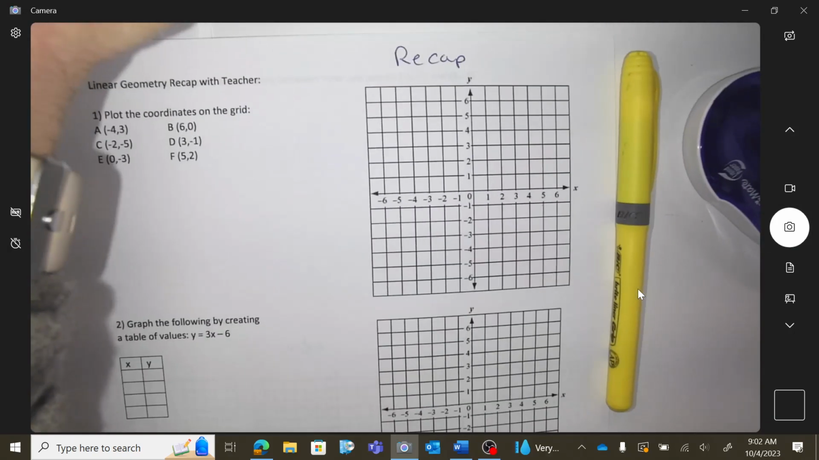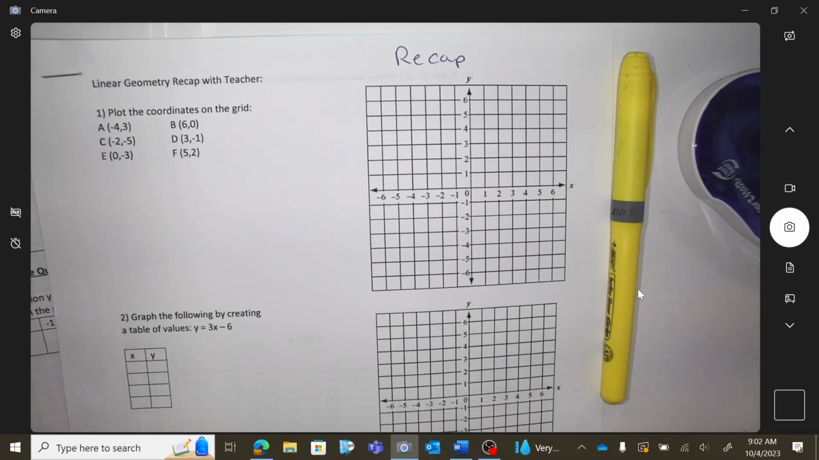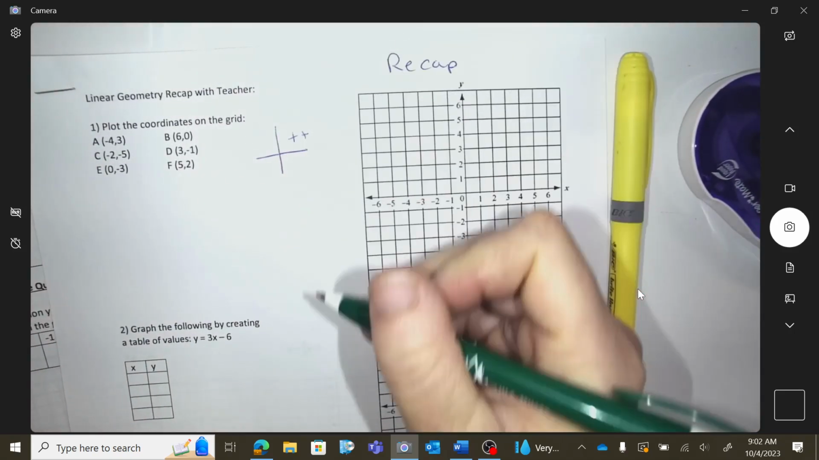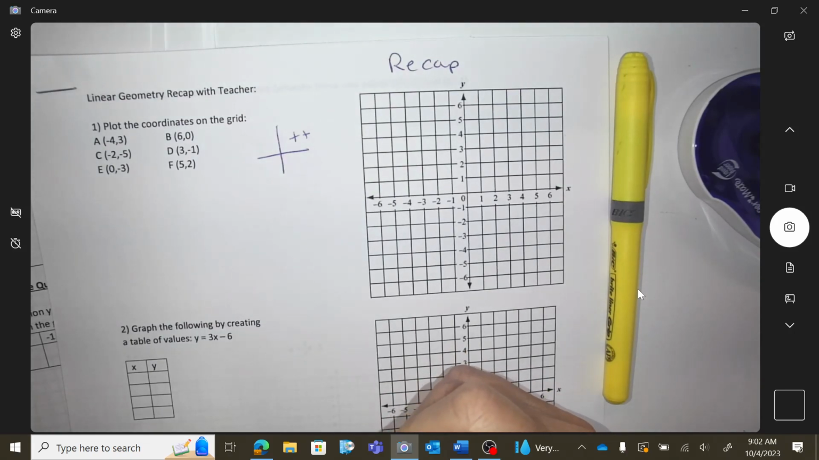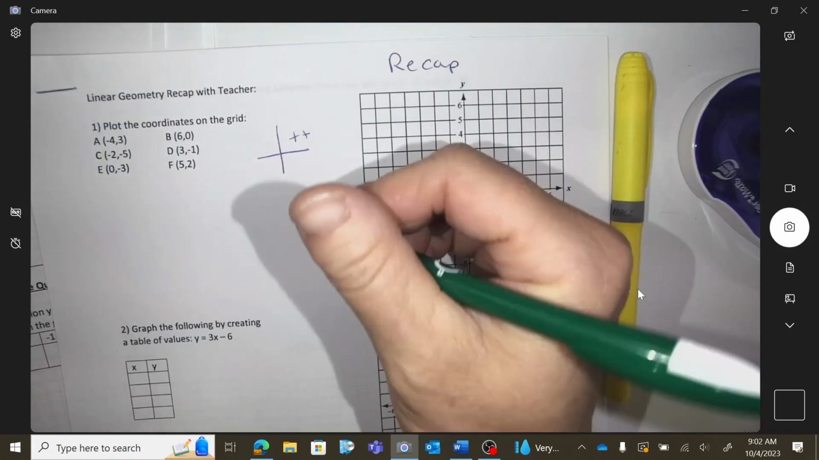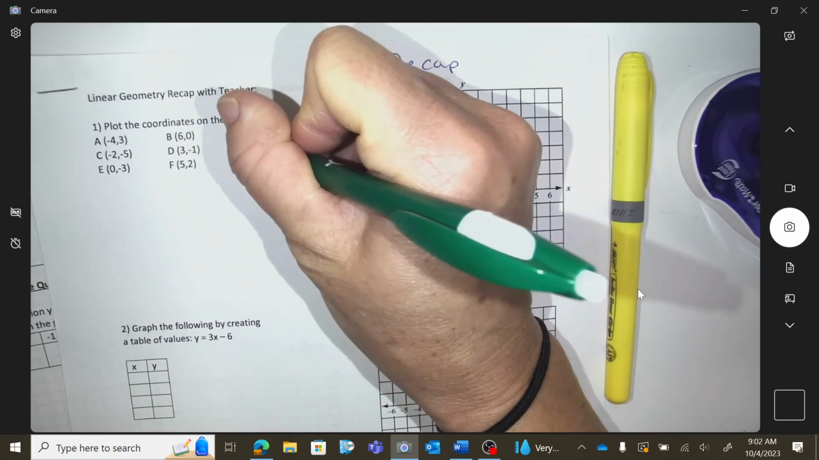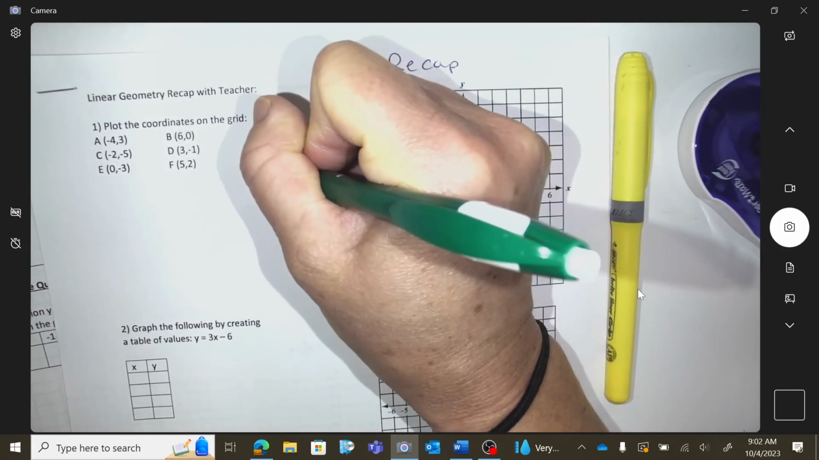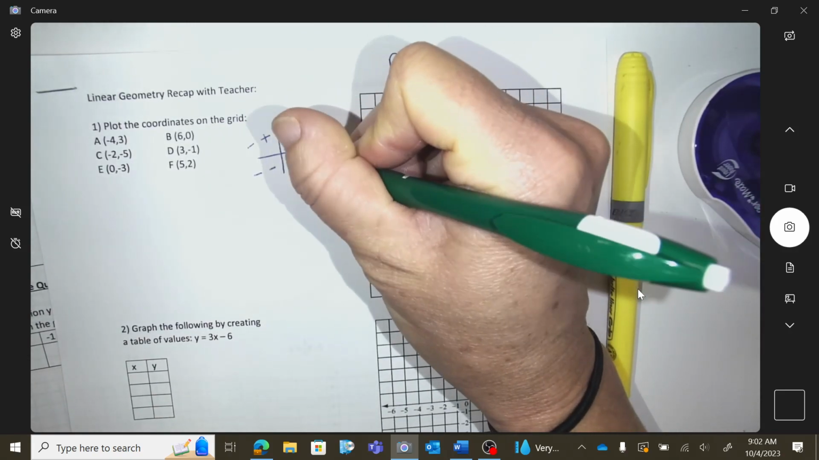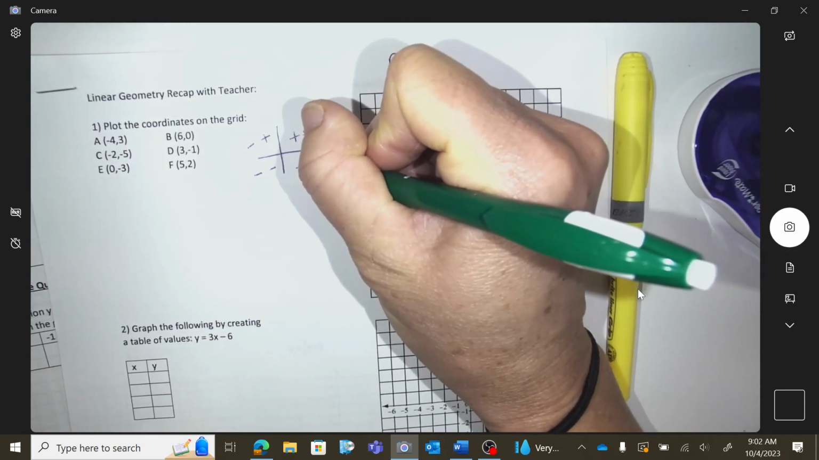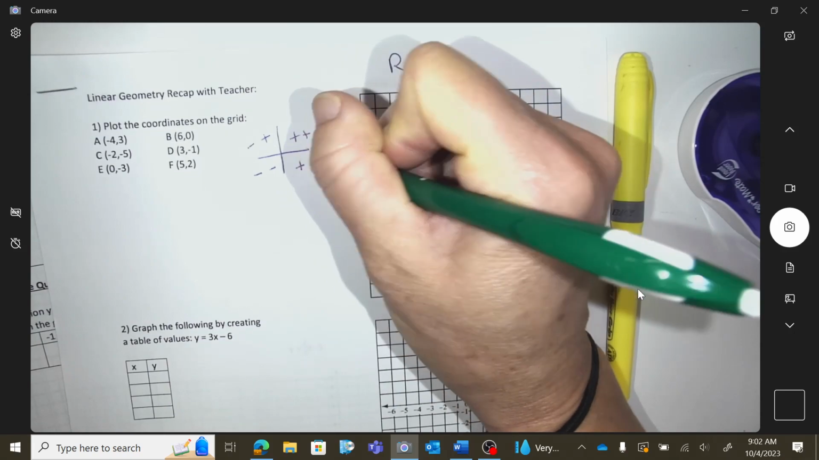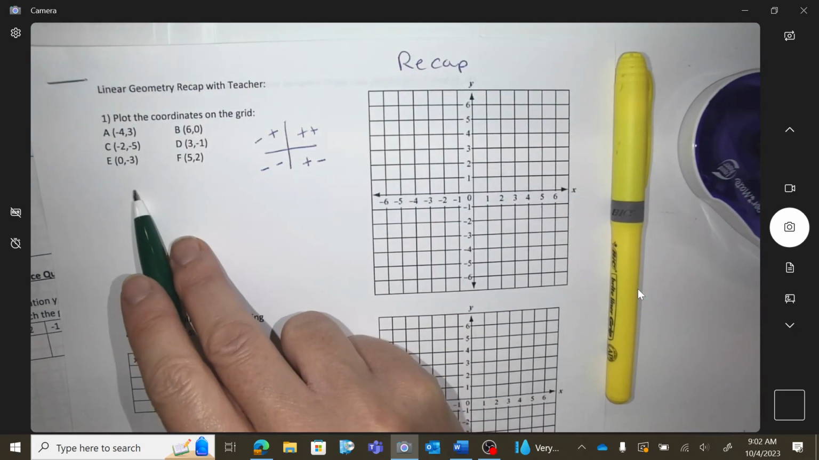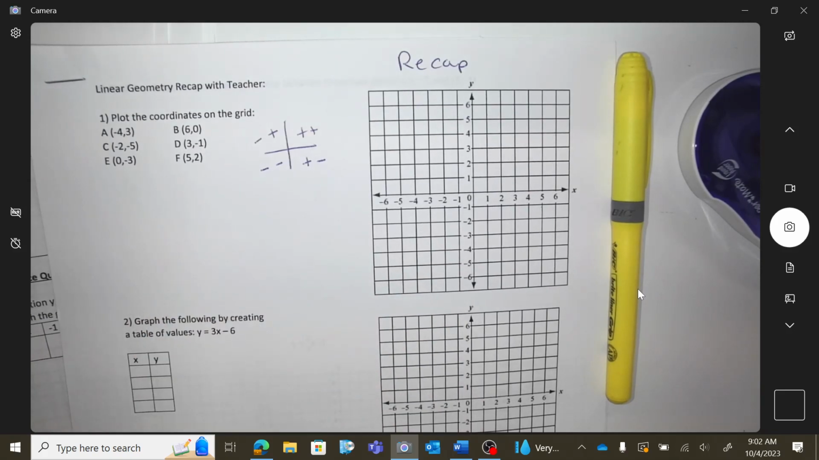Okay, so just plotting coordinates. Just remember your basic foundation is that quadrant 1 is where you move right and up. Quadrant 2 is when you move left and up. Quadrant 3 is moving left and down. And quadrant 4 is moving right and down. And then if you ever see a 0, that means it's on one of the axes.